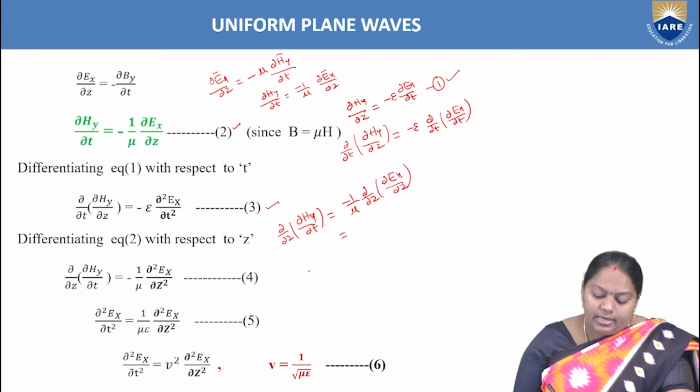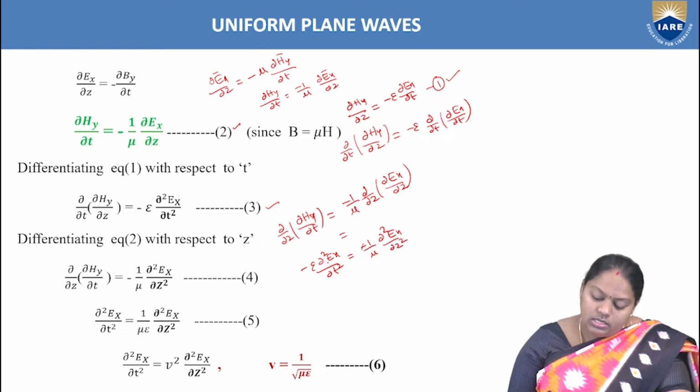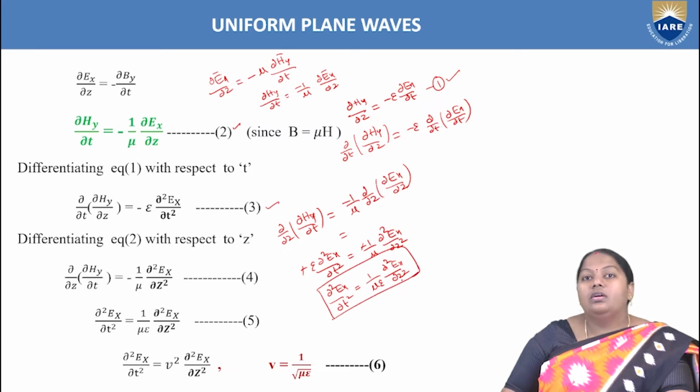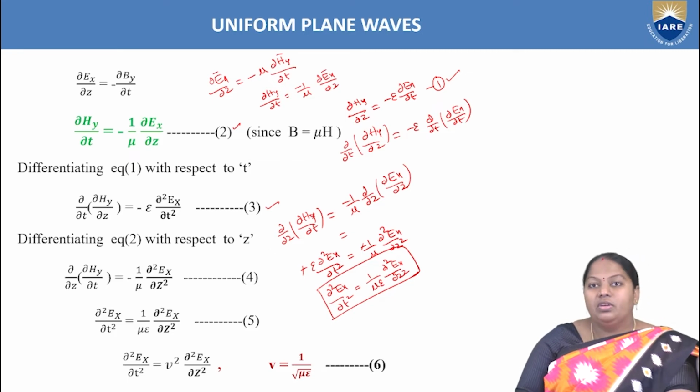So if you compare like that, minus epsilon ∂²Ex/∂t² equals minus 1/mu ∂²Ex/∂z². Right? So on both sides the negative gets cancelled. ∂²Ex/∂t² equals 1/(mu epsilon) times ∂²Ex/∂z². So this is called the uniform plane wave equation or electromagnetic wave equation.